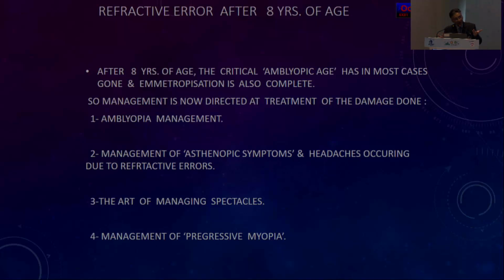Amblyopia has resulted because 7 to 8 years is the amblyopic age. Right, Suchita? So that amblyopic age, amblyopia has already happened. So now you have to correct the amblyopia, which you can do up to 12 years of age. Management of asthenopic symptoms and headaches occurring due to refractive errors, that is because of hyperopia and astigmatism. The art of managing spectacles. This is a big art, how to give spectacles in children. And management of progressive myopia.